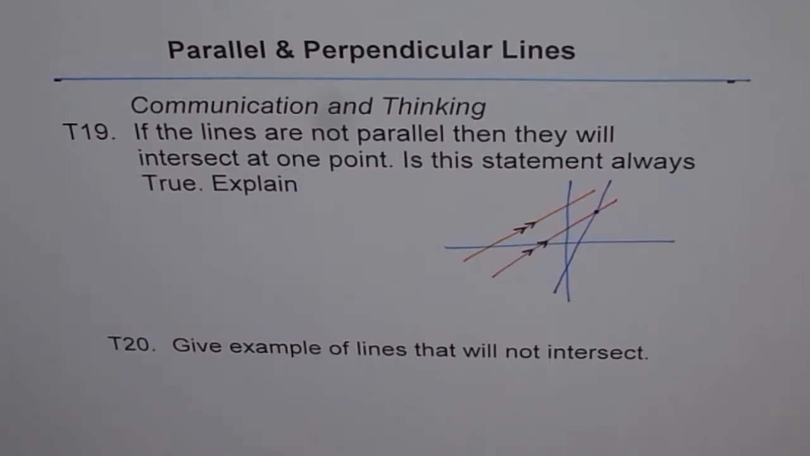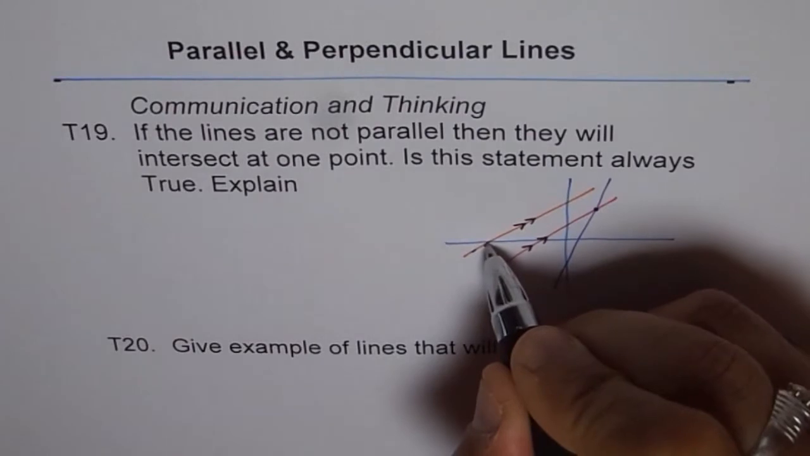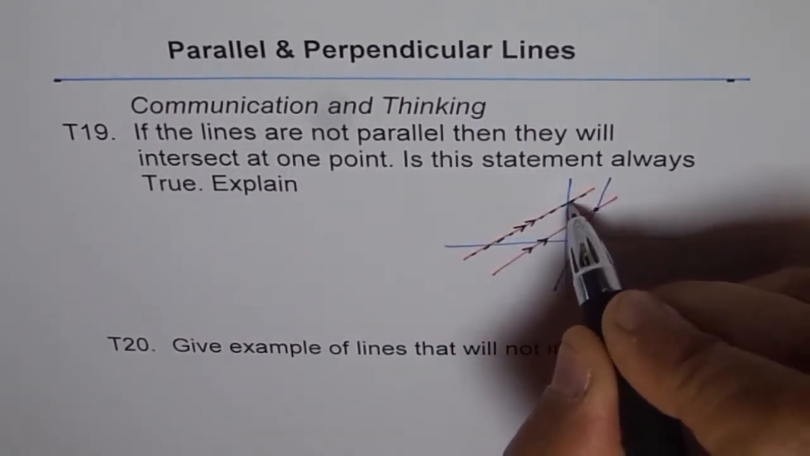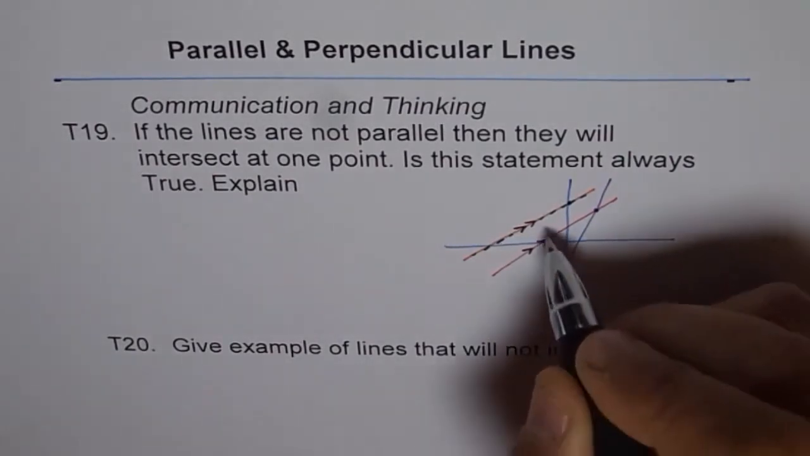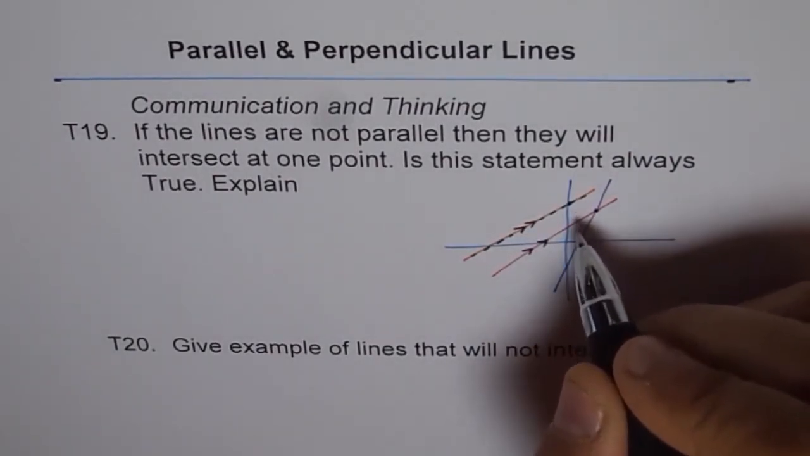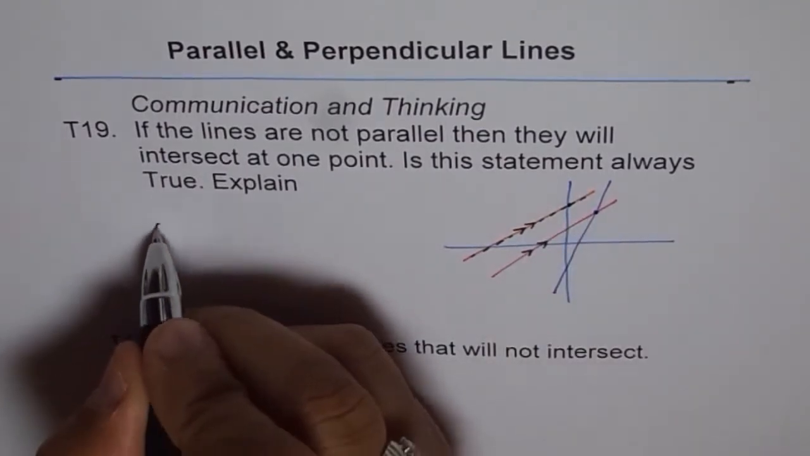But sometimes what happens, the third line could be overlapping. Do you see that? The third line could overlap. It may have the same slope and same y-intercept. So overlapping lines are called coincident lines, and they have how many points of intersection? Infinite. Do you see?